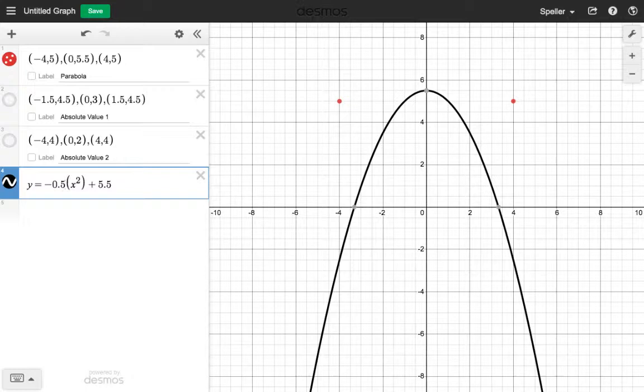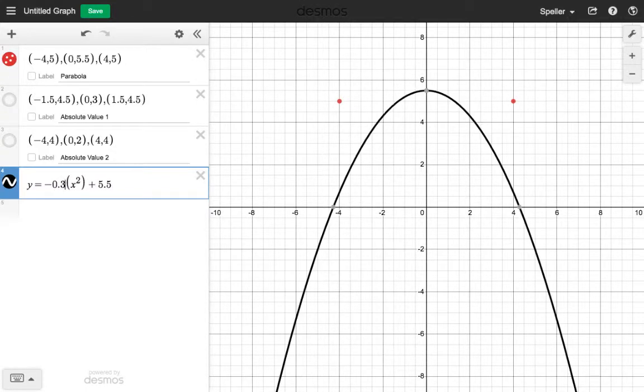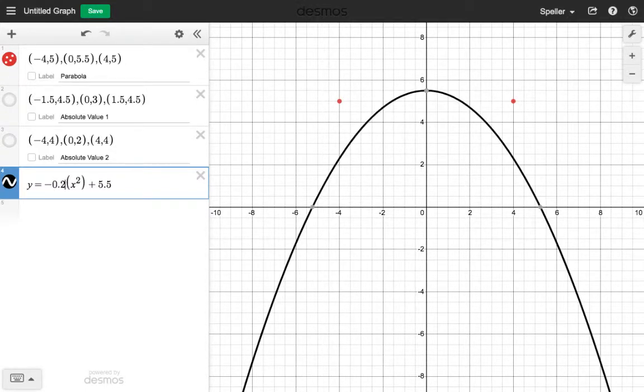You see it's gotten wider. Let's make it 0.3 even wider, 0.2 even wider. So I want to figure out what exact compression or value I need to put here so that I'm actually going to intersect here at the -4, 5 and the +4, 5. So let's use the point here, -4, 5.